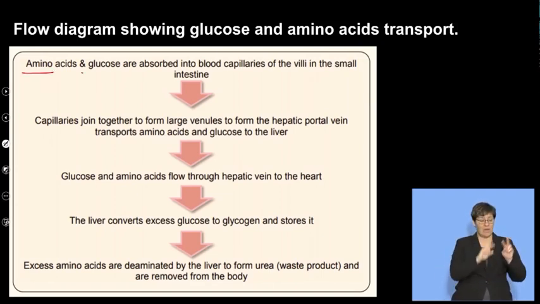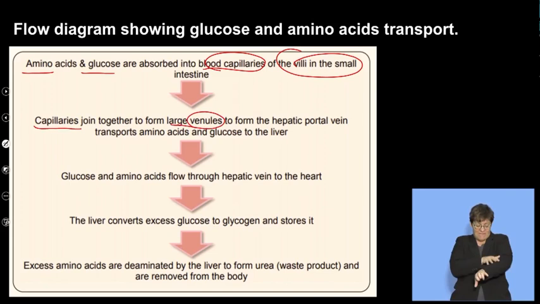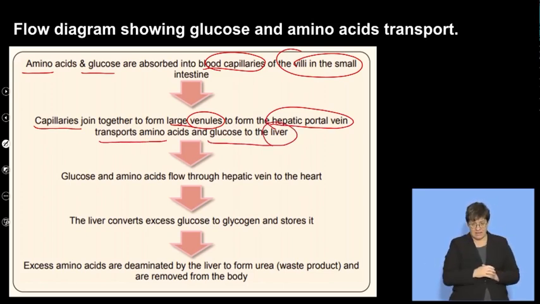So your amino acids and glucose are absorbed in the central blood capillaries in the villi of the small intestine. From there, these capillaries join together to form larger venules, so veins that are transporting these substances, to form the hepatic portal vein, which then takes them to the liver. They transport the amino acids and glucose to the liver. So vessels that are associated with the liver, again, are referred to as the hepatic vessels. Again, this is a vein, so it's transporting the glucose as well as the amino acids to the liver.